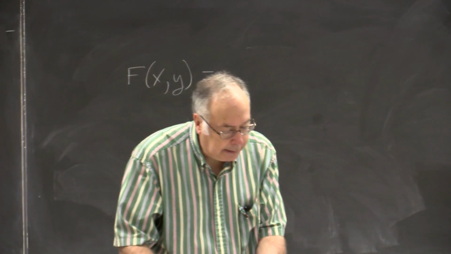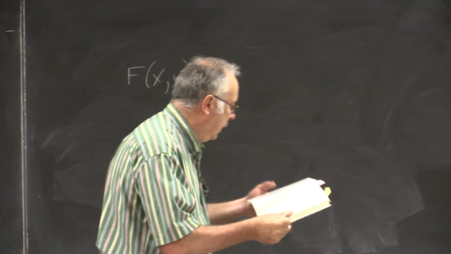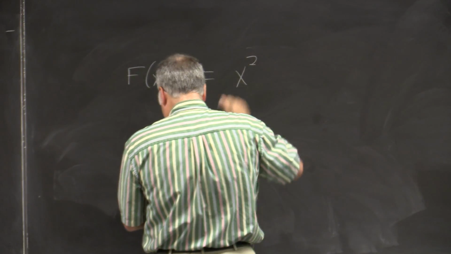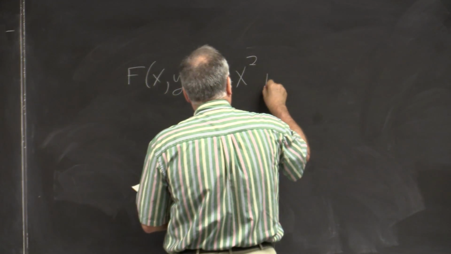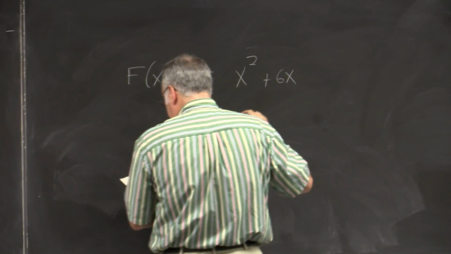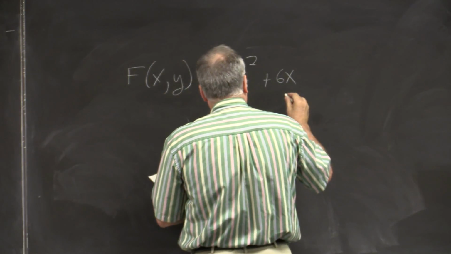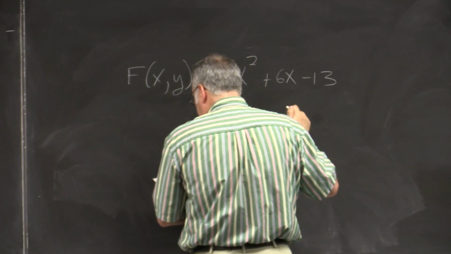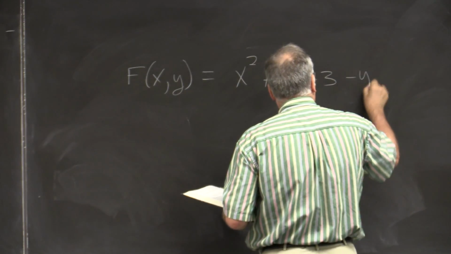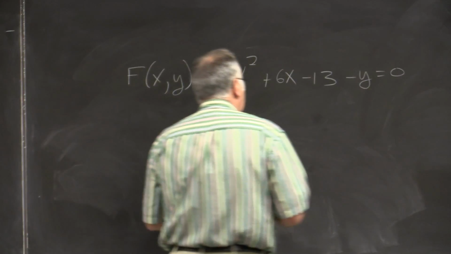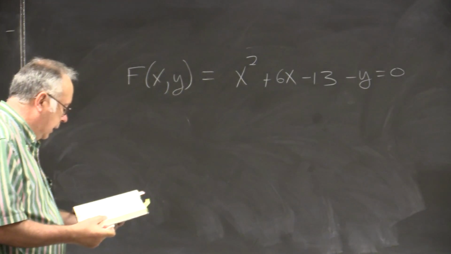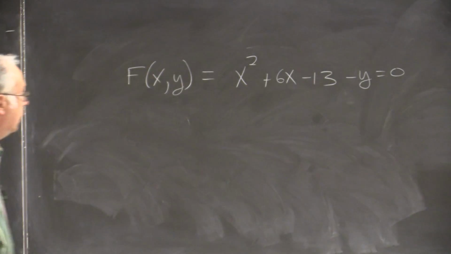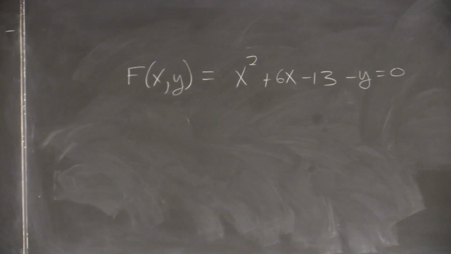In part C, we're given this one. X squared plus 6x minus y. Oops, minus 13. Minus y equals 0. Okay. Now, is y a function of x?